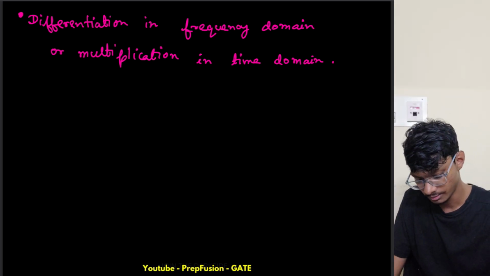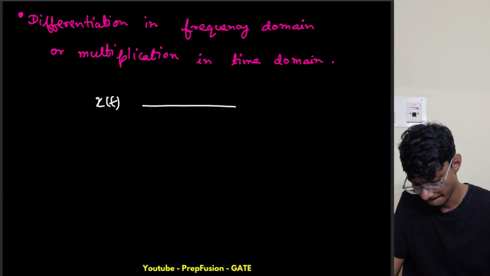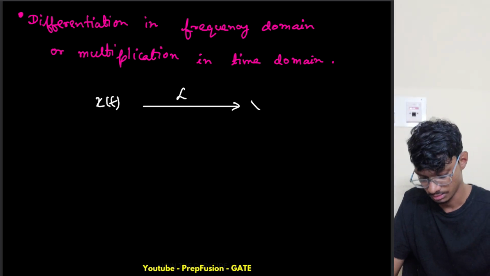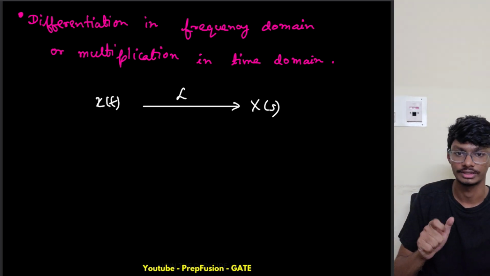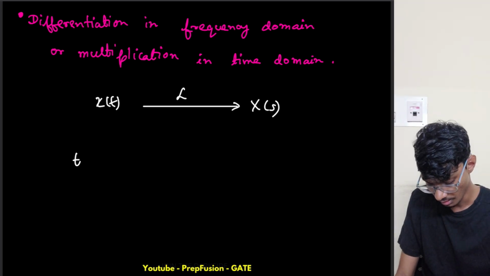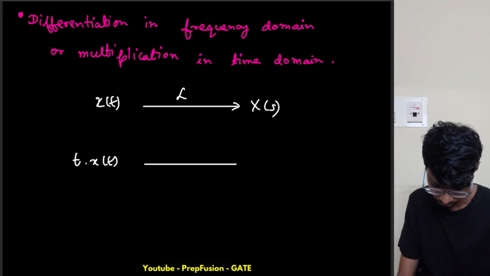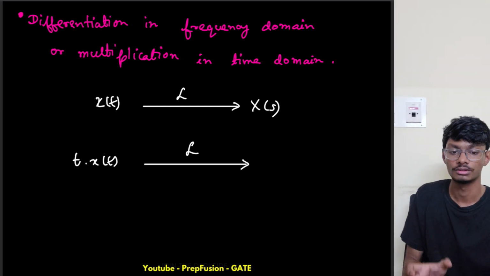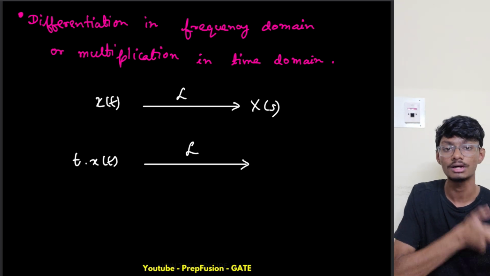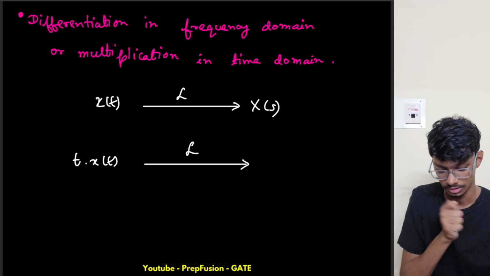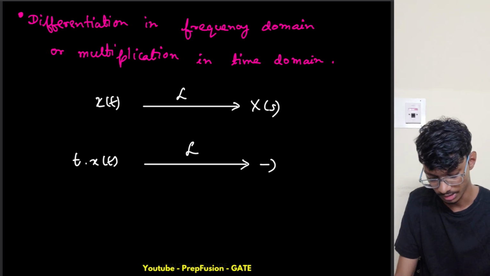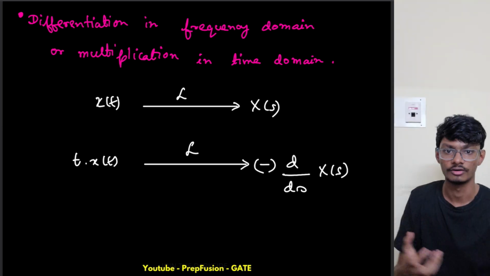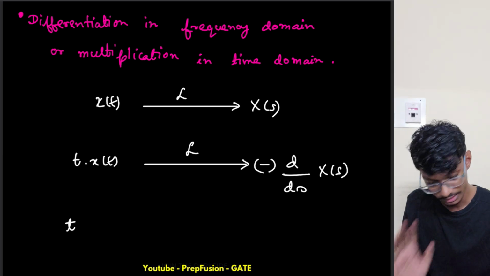What do you mean by this? Let's say we have one signal x of t. If its Laplace transform is X of s, and now you multiply this x of t with t itself, t times x of t, then there will be differentiation in the Laplace domain, the frequency domain. And how will that differentiation look? It will be multiplied by a minus sign, d/ds of X of s. You just have to remember this.